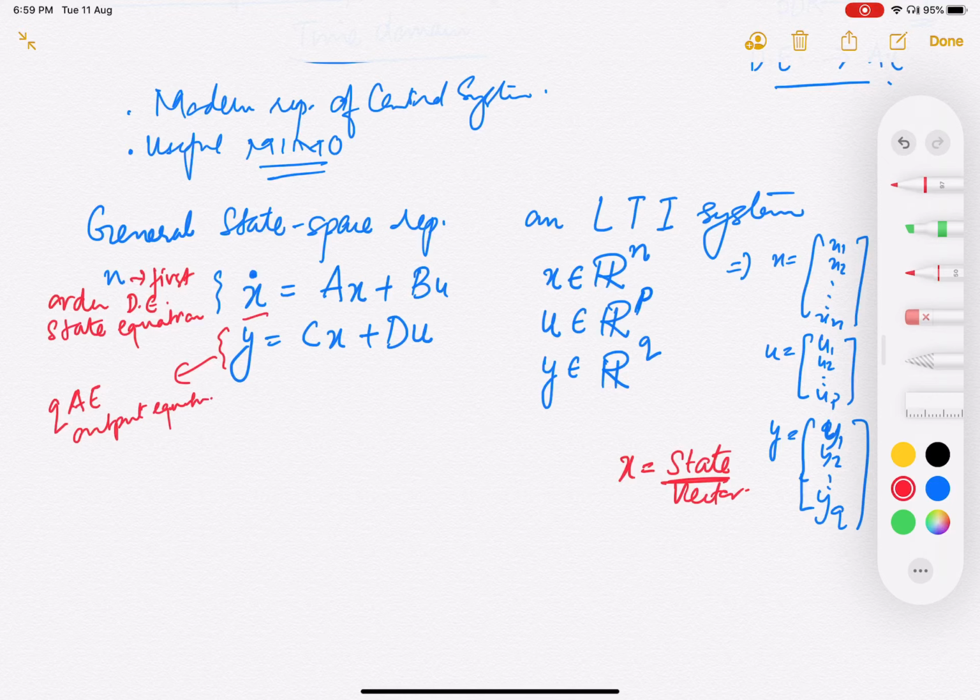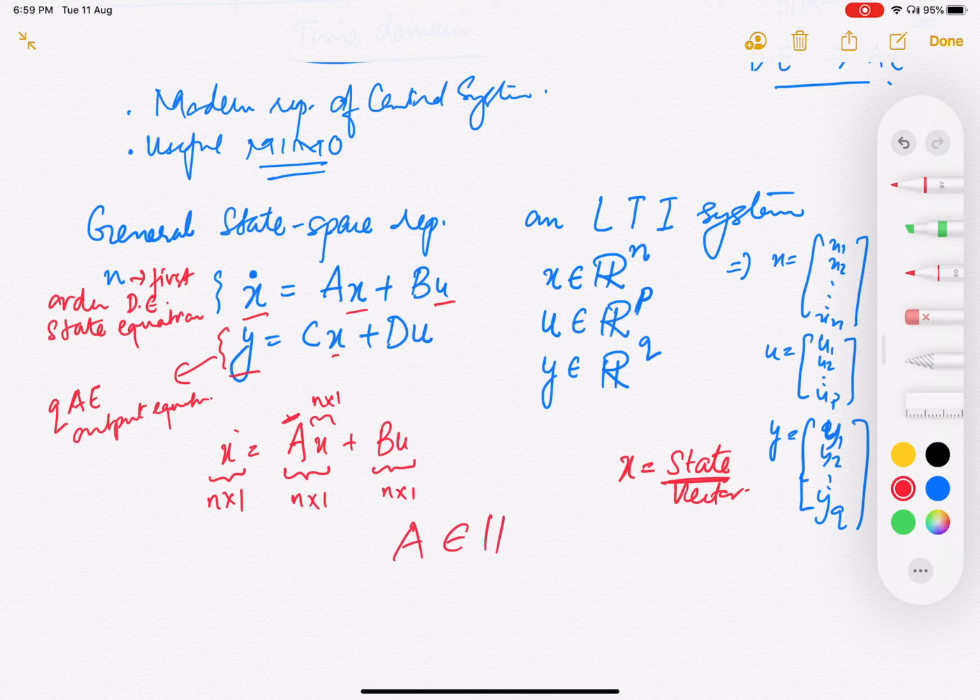So X, Y, and U have been resolved. Now let us look at A. What is A going to be? When you write X dot is equal to AX plus BU, you know that this vector is of size n cross 1. That means this also has to be of size n cross 1, and this also has to be of size n cross 1. Since X is already n cross 1, A has to be n cross n. So A is an n cross n matrix.